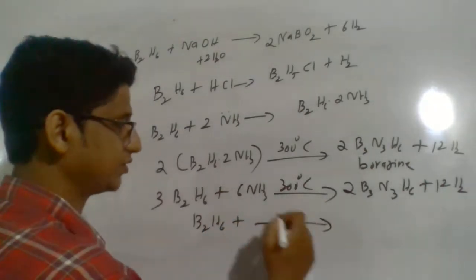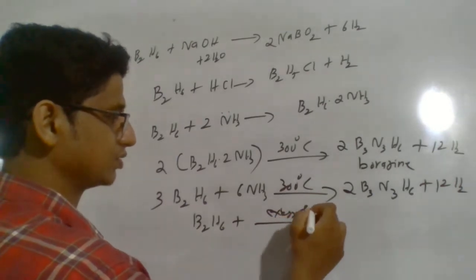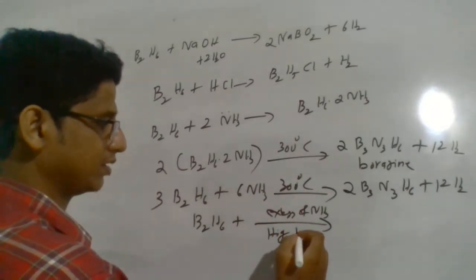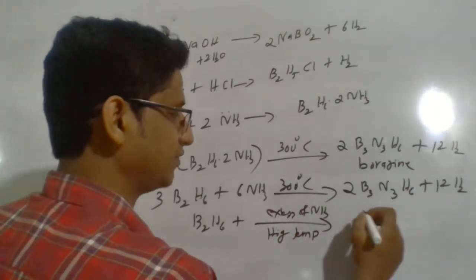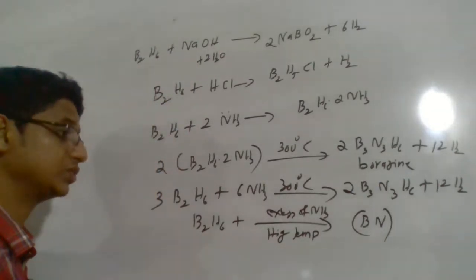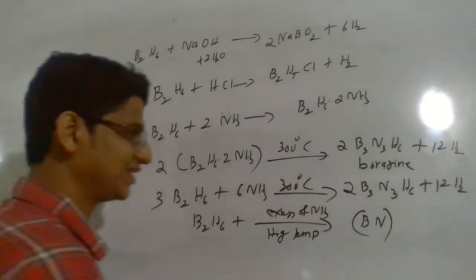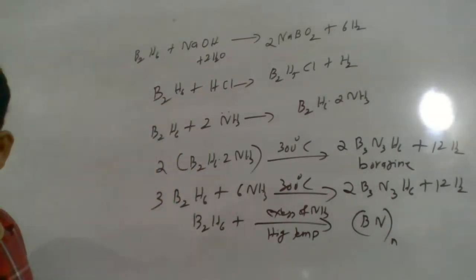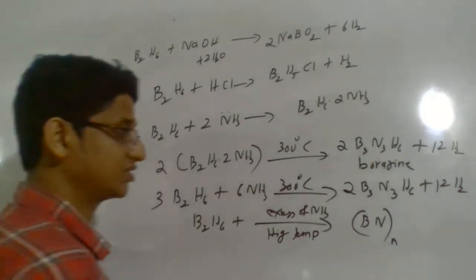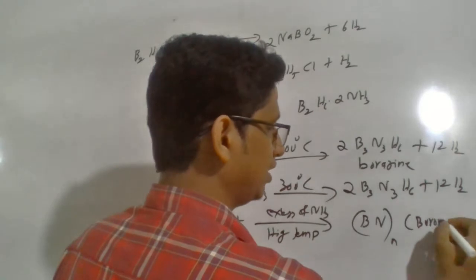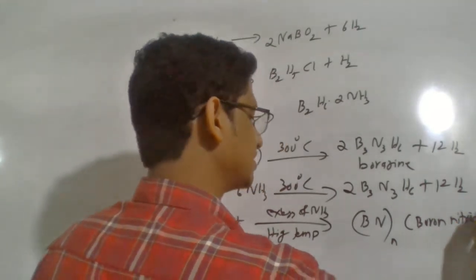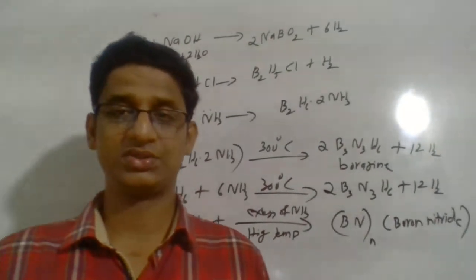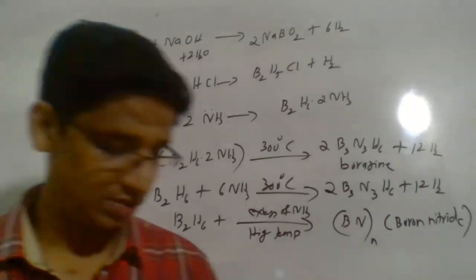Now another boron compound will form if you take excess ammonia. You get a compound that we call boron nitride, which is a very hard substance, second hardest to diamond. Such a hard material we get when diborane is heated at high temperature in presence of excess ammonia. We will discuss boron nitride as well, the structure and the important properties. So these are the important properties. Yes, still more is there.